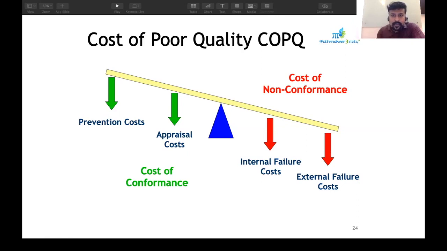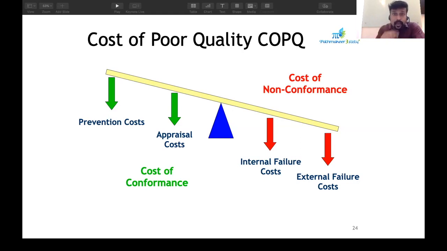Now coming to internal failure cost, cost of rework. You have a protocol, you have a policy, and if you're not following it properly and that is resulting in a failure, that is internal failure cost. The cost that is associated with it is called internal failure cost. Coming to the next, external failure cost. You manufacture a defective product, and it reaches the customer, the customer rejects it. Rejections from the customers, complaints from the customers, they are external failure cost.